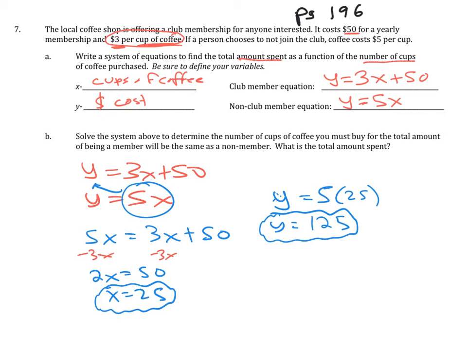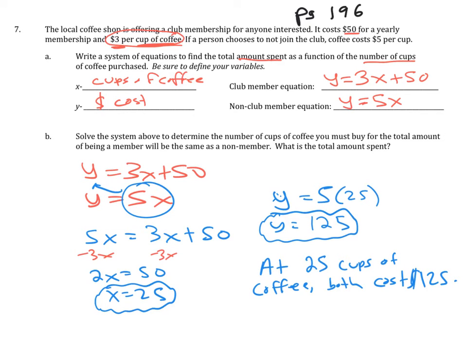So we would write at 25 cups of coffee, both cost $125. So if you're someone who's going to buy more than 25 cups of coffee, you're better off joining the membership. If not, then you are better off just paying for your coffee and not joining the membership. All right, let's try another.